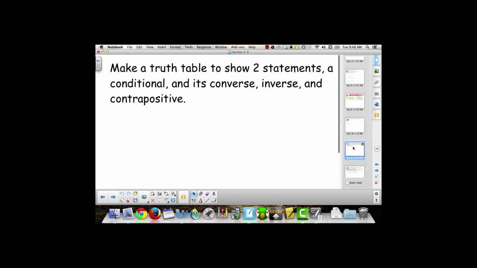After you finish that activity, I would like you to create a truth table to show two statements, P and Q, a conditional, if P then Q, its converse, if Q then P, inverse, if not P then not Q, and contrapositive, if not Q then not P. And show the truth values in your table for all of those statements, determined by your combination of truth values for P and Q.